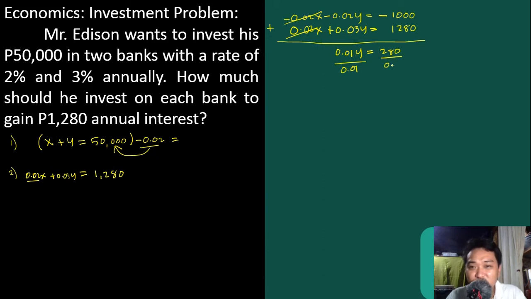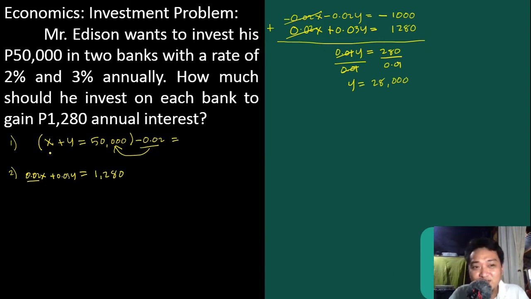Here we can now divide both sides by 0.01. Divide here 0.01. Cancel. May iwan na lang dito is y. Now 280 divided by 0.01 is equivalent to 28,000. Ayan. Okay, so we have now the value for y. Y here stands for the second investment at 3% interest. Yung pangalawa.